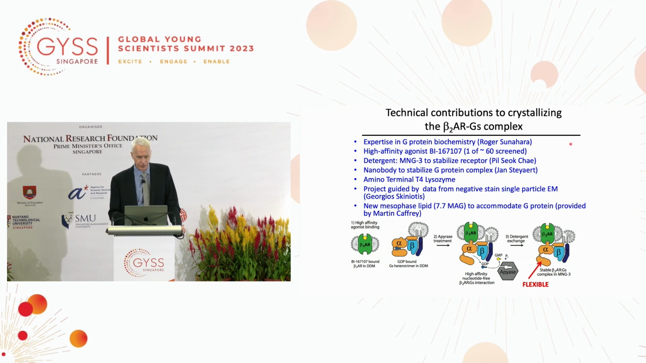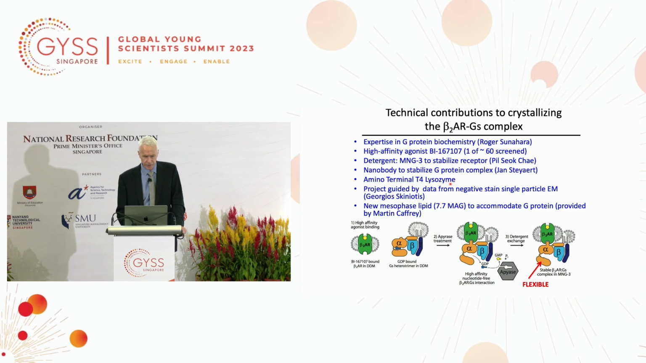And this is just a list of the contributions that had to be made in order to get this to work from, as you can see, scientists from around the world. This included our experts in G protein purification, Roger Sunahara. We had to identify highly efficacious and high affinity agonists, which several pharmaceutical companies sent us their pool of beta receptor drugs. We had a new detergent. So again, detergents are used to replace the membrane. And this detergent was made by a detergent chemist, Bill Suk-che. Wasn't available commercially. He sent it to us, and this was really critical for stabilizing the complex.